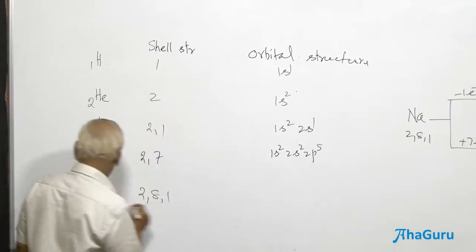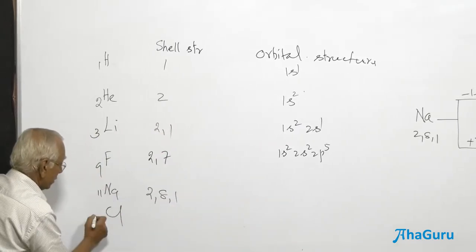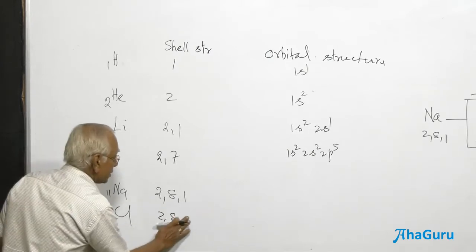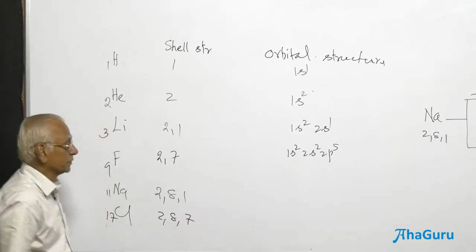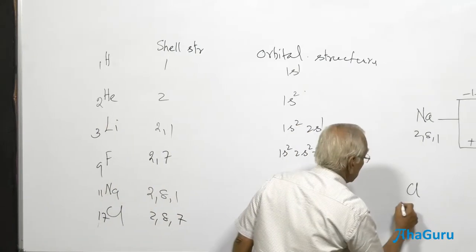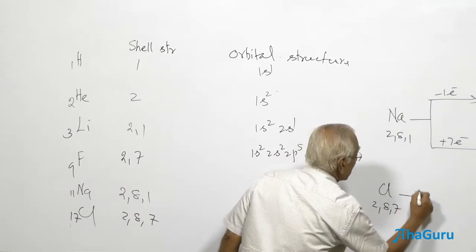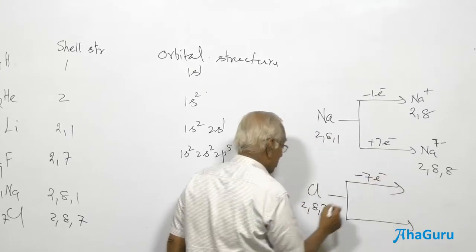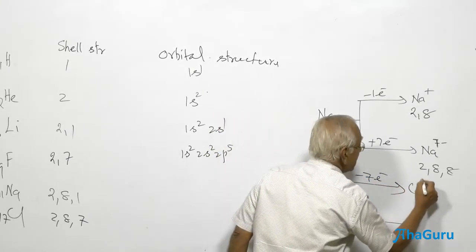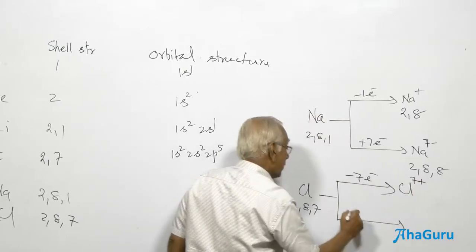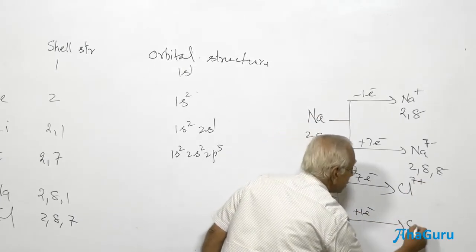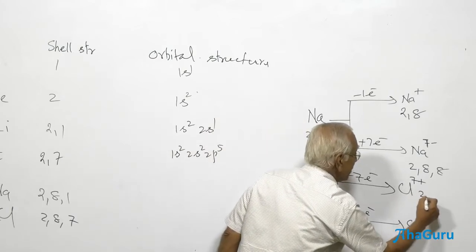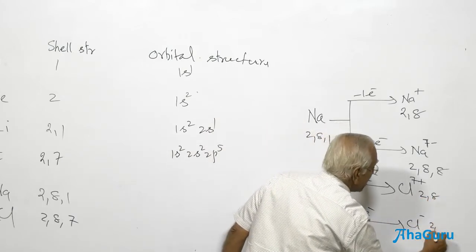Let me take chlorine. Atomic number 17. Therefore, 2, 8, 7, sorry, 2, 8, 7. Take chlorine, 2, 8, 7. By removing 7 electrons from the last shell, chlorine can get 7 positive charges. By adding 1 electron to the last shell, chlorine can get this. And what is the configuration of chlorine then? 2, 8, 8.